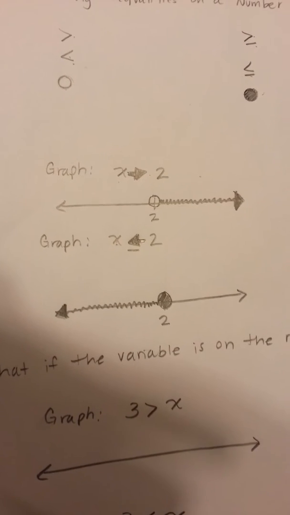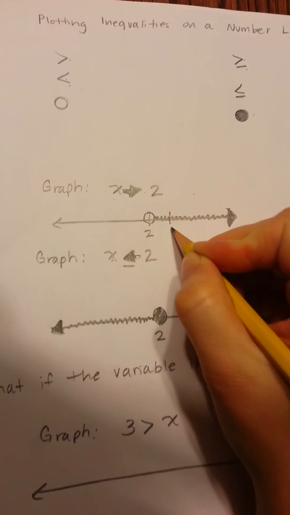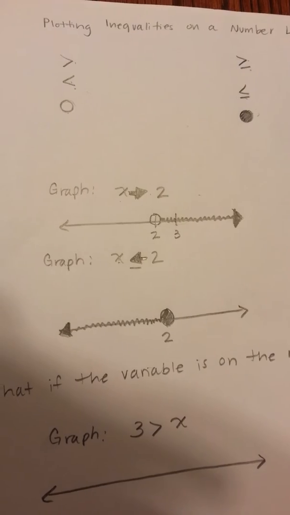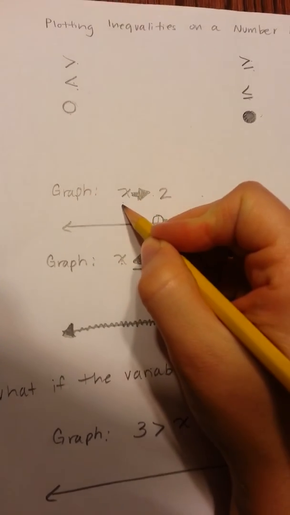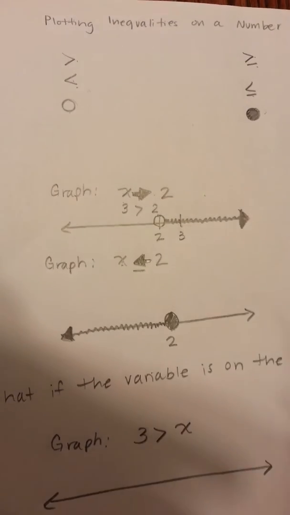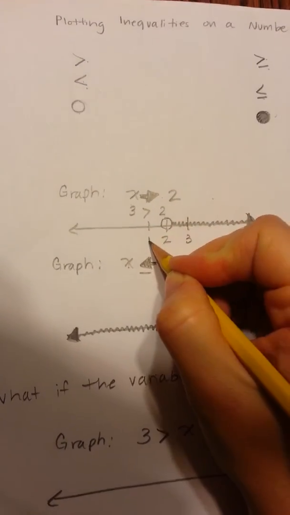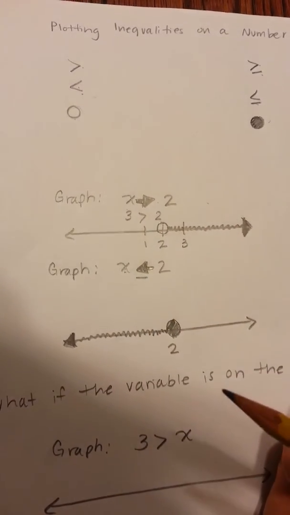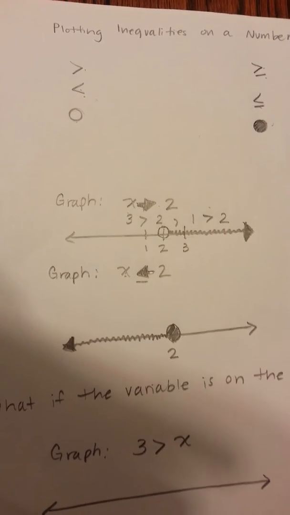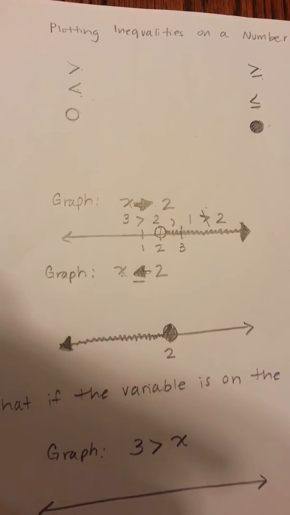Now here's a quick way to check to make sure that you're correct. You know that the next number would be 3. 3 should be part of this solution. Let's see if it is. Is 3 really greater than 2? Yes, it is. So 3 is part of the solution. Now I also know that 1 should not be part of the solution. So let's see. Is 1 greater than 2? No, it's not. So 1 should not be part of the solution.